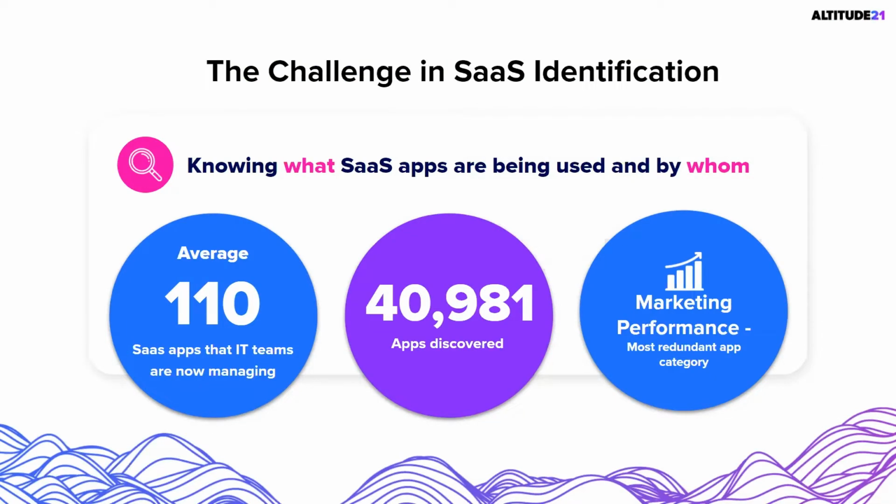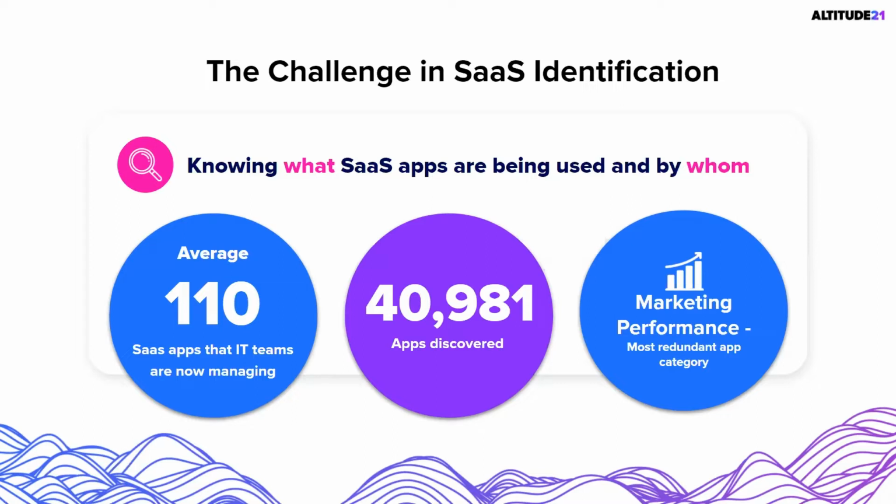Really, when it comes to SaaS identification, the challenge is understanding what SaaS applications are in use and by whom. When we look at this year, 2021, and we're polling organizations around the world, we found that on average, IT teams are managing around 110 SaaS applications. Now, looking back a year ago, 2020, that number was about 80. That's almost a 40% increase in the number of applications IT is now managing. And looking back even further to 2017, that number was only 16 SaaS applications, a 7x increase from where we were just 4 years ago.